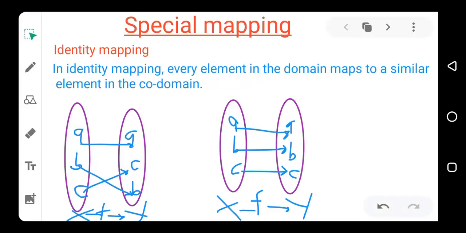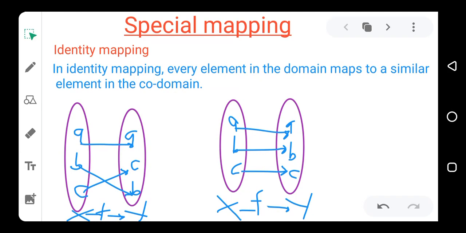Each element in the domain, you remember, must have an image in the codomain. So if the element in the domain is A, its image in the codomain is going to be A. If the element in the domain is B, its image in the codomain must be B. So that is how we know identity mapping.